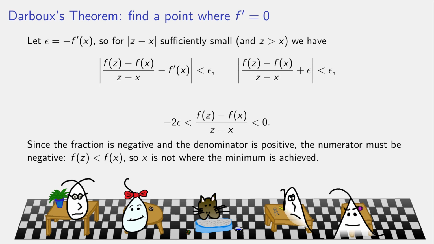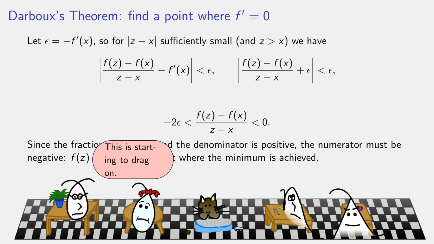So why do I know that this first statement here is true? Because the limit of this is this. It gets as close as I want. It gets epsilon close. But f prime of x, with a minus in front of it, was just epsilon. How can I be epsilon far away from epsilon? I can be in between 0 and negative 2 epsilon. So since the fraction is negative and the denominator is positive, the numerator must in fact be negative, meaning as z is bigger than x, f of z must be less than f of x, so x is not the minimum because f of z was actually smaller. And that exactly backs up what our picture showed.